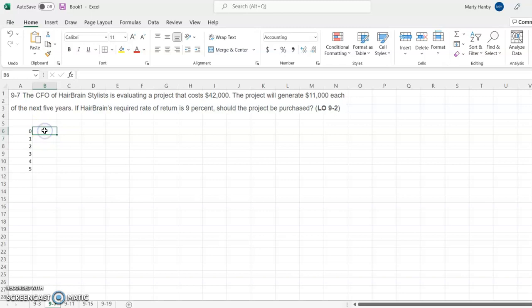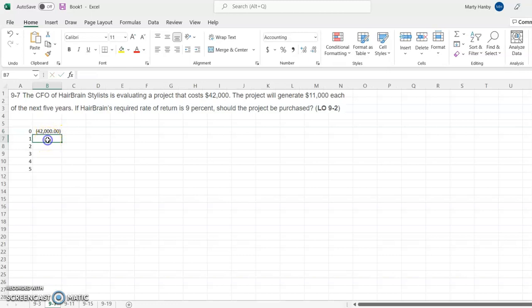So the initial cost is $42,000. That's entered as a negative because it's an outflow. And then we have $11,000. And then we just use the equal sign, and down there in cell B8, we go up to the 11,000, and then we can use the cross in this lower right hand corner and drag it down.